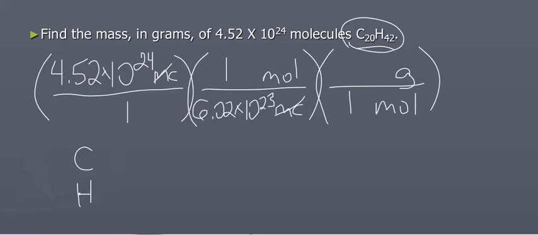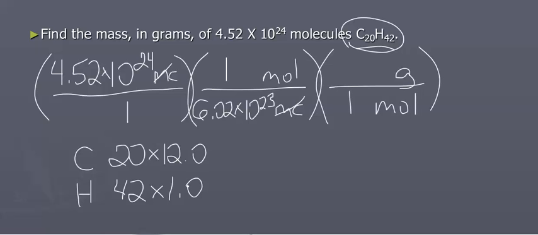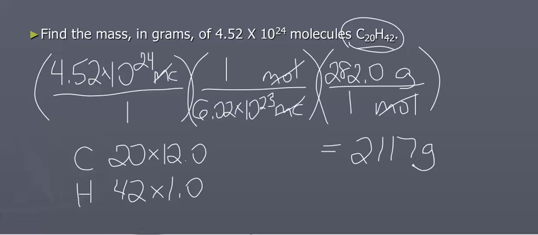And again, you don't have to show the work for molar mass, but I've got 20 carbon times 12. I'm going to add that to 42 hydrogen times the molar mass of 1, and I get a molar mass for the compound, 282. So anytime you see grams, go back to the periodic table and get the molar mass. When I divide and multiply, I get a mass, 2,117 grams.